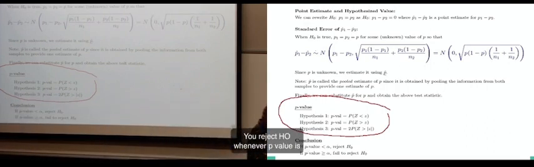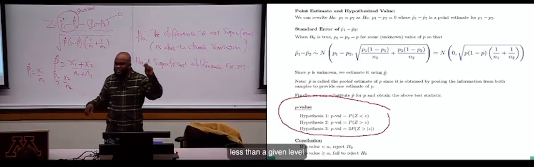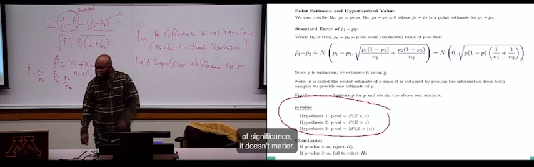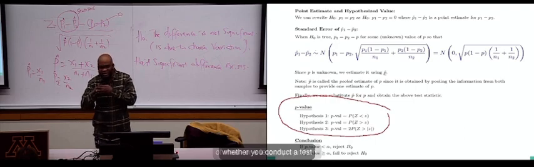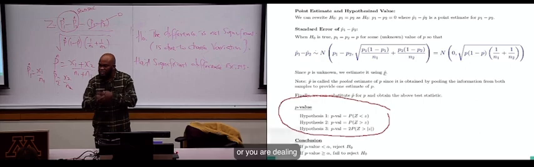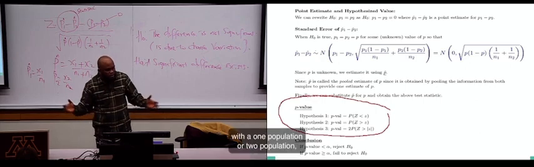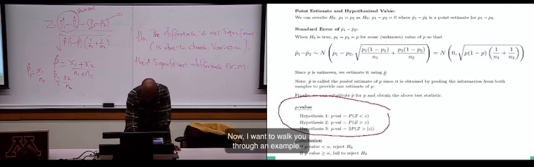You reject H0 whenever the p-value is less than a given level of significance. It doesn't matter whatever test you conduct in statistics, whether you conduct a test of mean or a test of proportion, or you are dealing with one population or two populations, it's always going to be that to take a decision. Now, I want to walk you through an example.